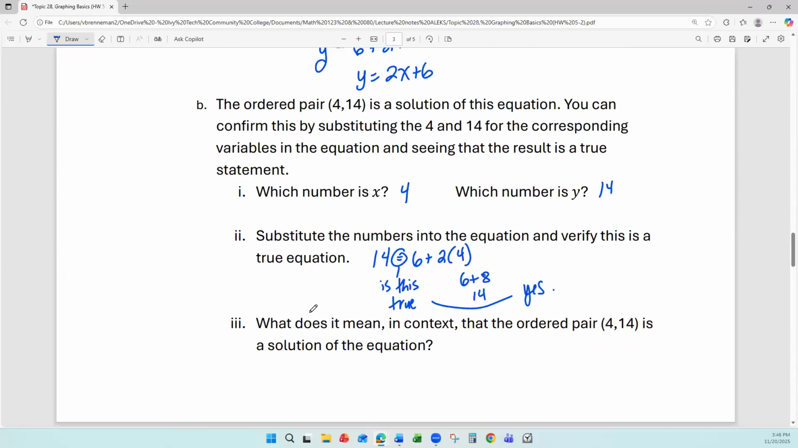Now, what does this mean in context? The 4 is X. X is the number of flyers used.